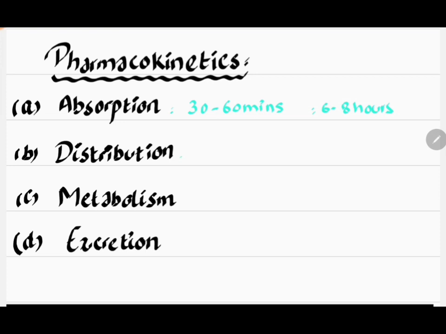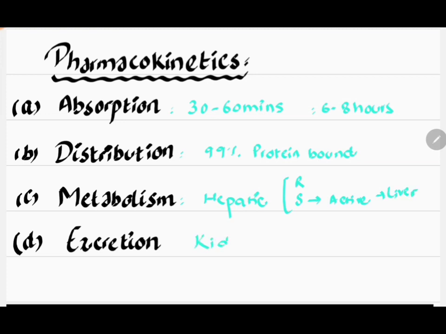The distribution: it is widely distributed in all body tissues and is 99% protein bound. So very little of the drug is available in the plasma as the free form, and the rest of it is protein bound. The metabolism of ibuprofen is hepatic. It has two isomers, the S isomer and the R isomer. The S isomer is the active form of ibuprofen. However, both of these isomers are metabolized in the liver and are excreted by the kidneys in the urine.